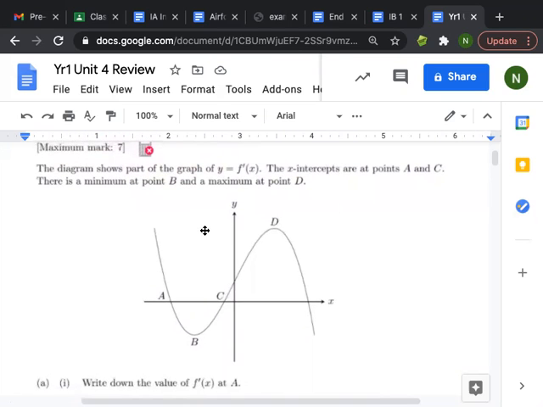Okay. Looking at this first question, this is a graph of f prime. So what is the value of f prime at A? 0. 0. Wonderful.